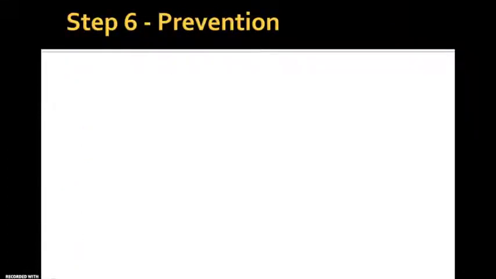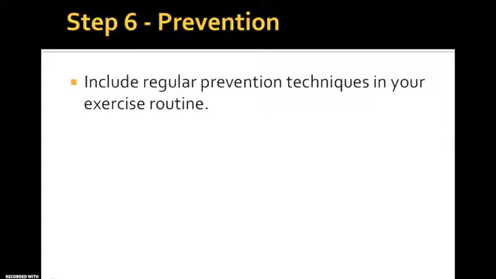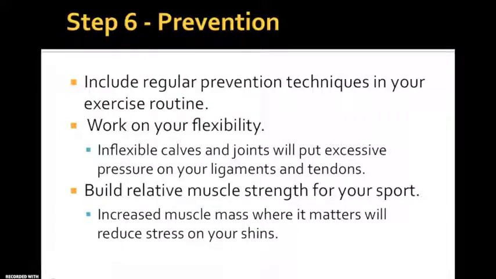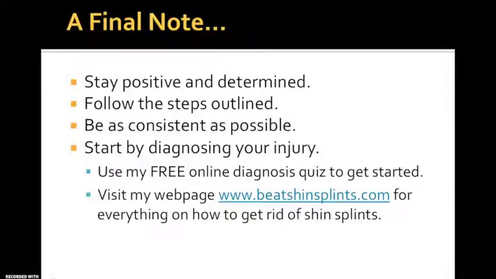Step 6, preventative measures. Here we go into including regular prevention techniques in your exercise routine. Work on your flexibility because inflexible calves and joints will put excessive pressure on your ligaments and tendons. Build relative muscle strength for your sport. Increasing muscle mass where it matters will actually reduce the stress on your shins. And of course, stay hydrated.